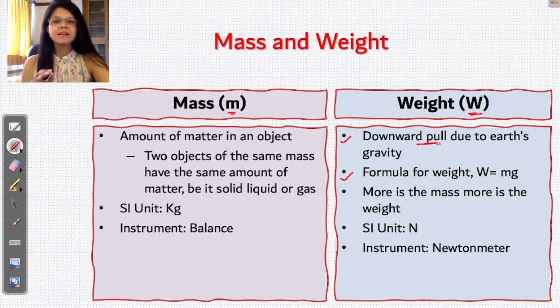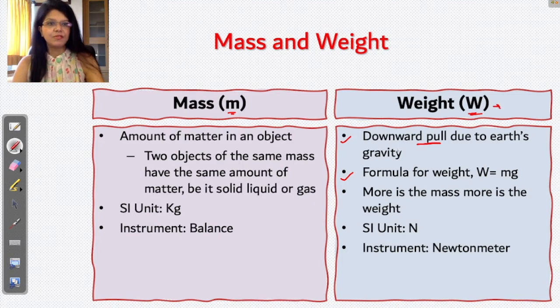Pull is what? We have understood in the chapter on force that pull is a force. Pull, push, they are a kind of force. So weight is a force. Very important for us to understand that weight is a force. Mass is not a force, weight is a force. But weight depends on the mass.